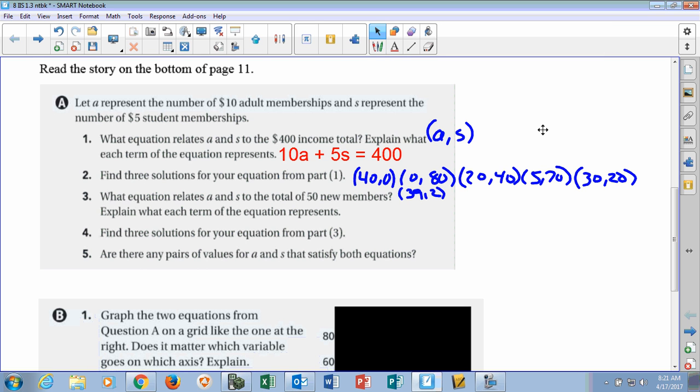Now, let's try to do this one. Number 3, notice how the question is a little different. Same scenario, but now they want the equation that relates A and S, that's adult and standard student memberships, to the total number of new memberships. Now we're talking about a quantity, a number. We're not talking about dollar value now. So what do you think would be the equation for this scenario? How many adult memberships and how many student memberships made 50? So they want that equation. So we're going to give you guys a few more minutes to work on that. And then again, find 3 sets of numbers that give me 50. Okay? So we're going to pause the video again.